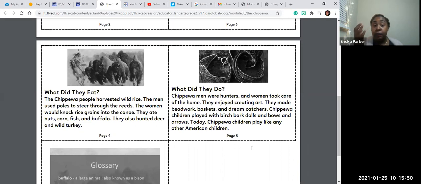What did they do? Chippewa men were hunters and women took care of the home. They enjoyed creating art. They made beadwork, baskets, and dream catchers. Chippewa children played with birch bark dolls and bows and arrows. Today, Chippewa children play like any other American children.